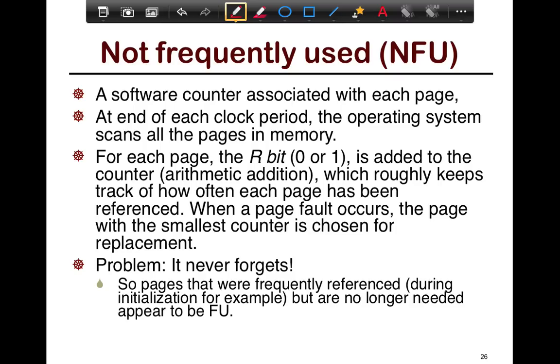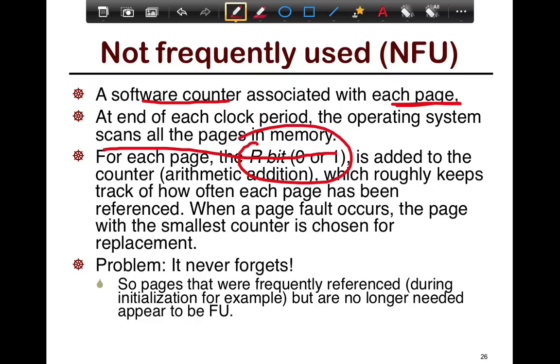For not frequently used, you use a software counter with each page. So every page has a software counter. At the end of each clock period, and the clock period could be anything that you define in the system, typically 10 or 20 milliseconds, the operating system scans all pages in memory, so it iterates over them. For each page, it checks the reference bit, to see if it was referenced in the most recently elapsed time window.